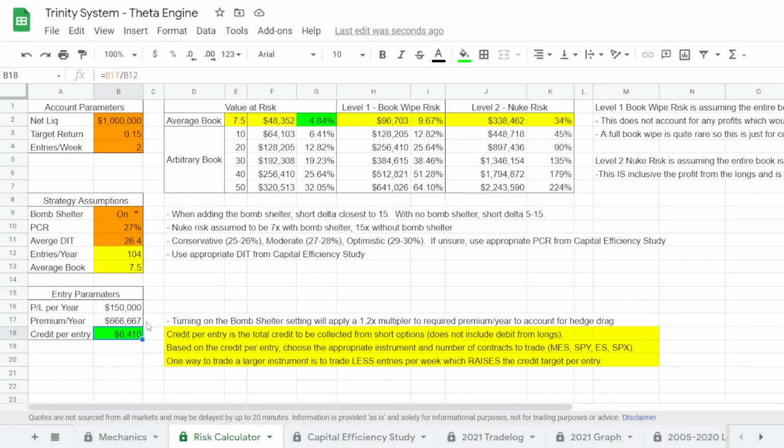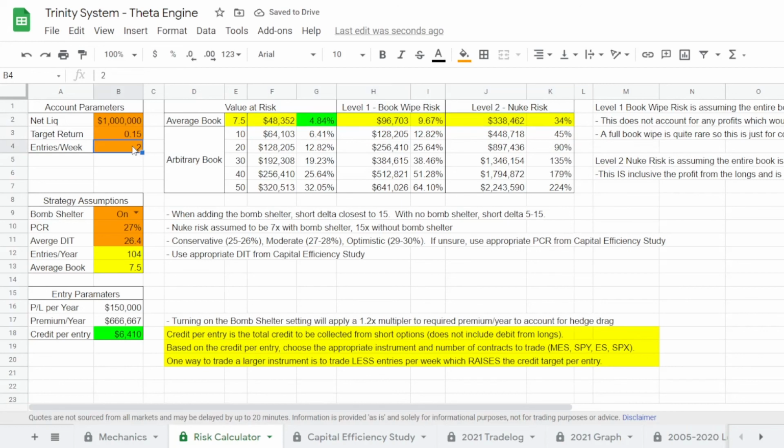So again, that's what I mean by if you purposely sell less per week, less frequency, you can increase the target that you need per entry and still size the trade the same from an overall risk level. And if you play around with the calculator, you'll see what I mean, because as you fiddle with the entries per week, the average book size and the average value at risk doesn't change. It just changes the amount of entries that you have. But since you have more credit per entry, they all balance out. So again, you'll see what I mean when you play around with that.